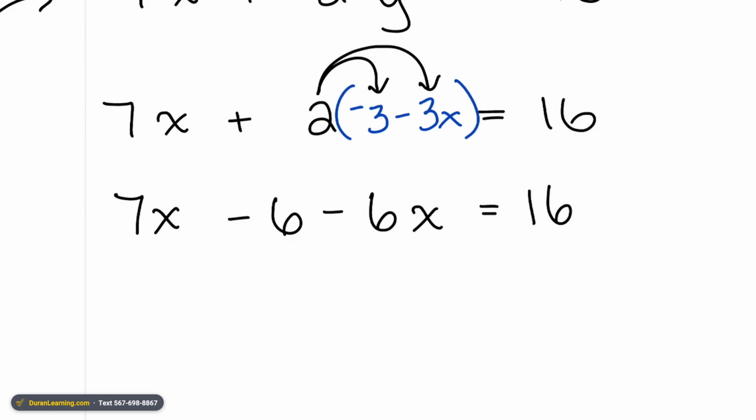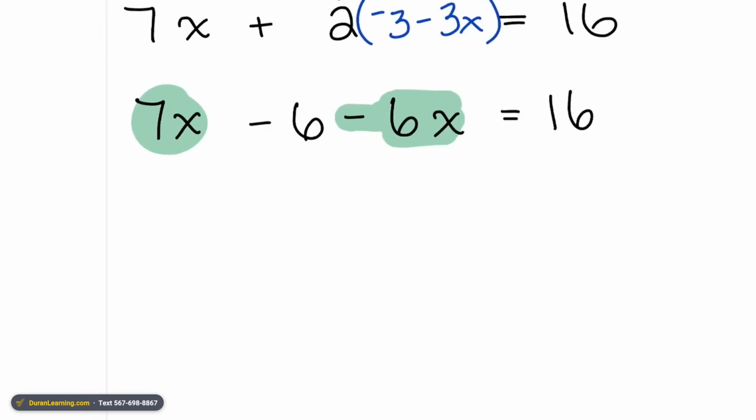From here, everybody, from here, what are we going to do? Well, we have the 7x minus 6x. Let's bring those like terms together, everybody. When we bring those like terms together, 7x minus 6x, what is that going to combine to be? 7 minus 6, yeah, that gives you 1. And so we can write 1x, which is the same thing as just x. And so that's what I'll write. I will write x minus 6 equals 16.